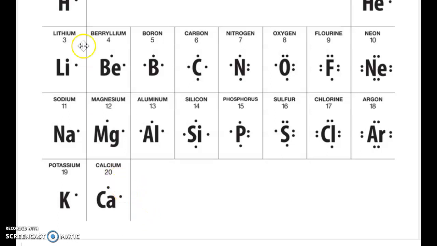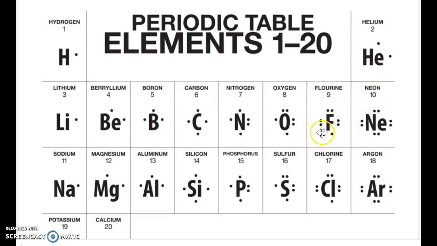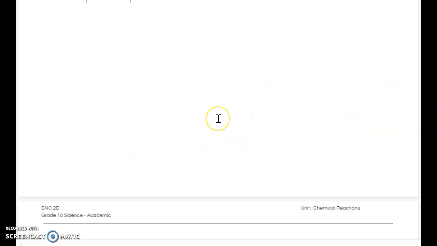This way it's easy to say, okay, sodium only needs to lose 1 electron, or here, fluorine only needs to gain 1 electron. You know what I mean? It's a little bit easier to see the outer shell this way as opposed to the Bohr-Rutherford diagram.